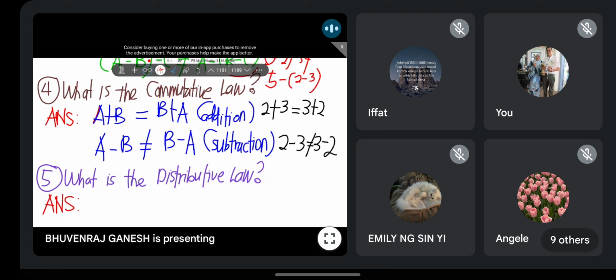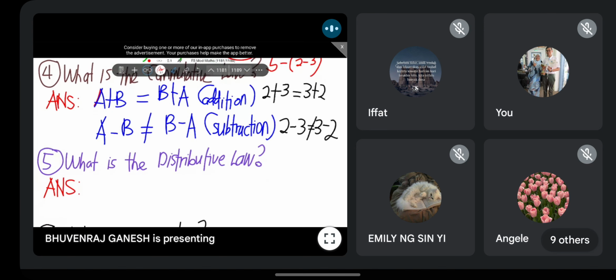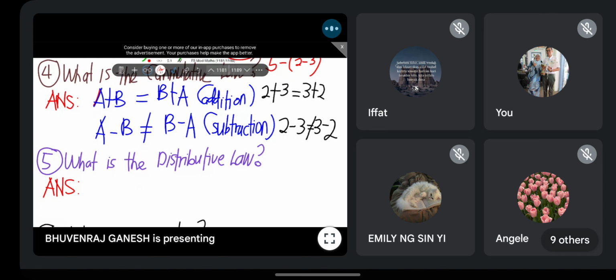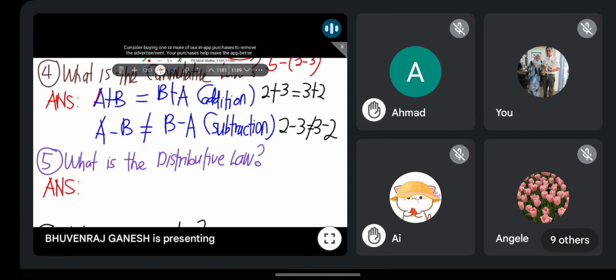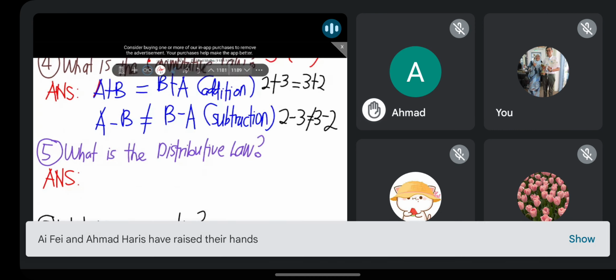Okay guys, distributive law. Can anyone explain? Don't be shy, just try. Wrong doesn't matter. If you forget the law already, raise your hand, so at least I know and I can explain to you all.